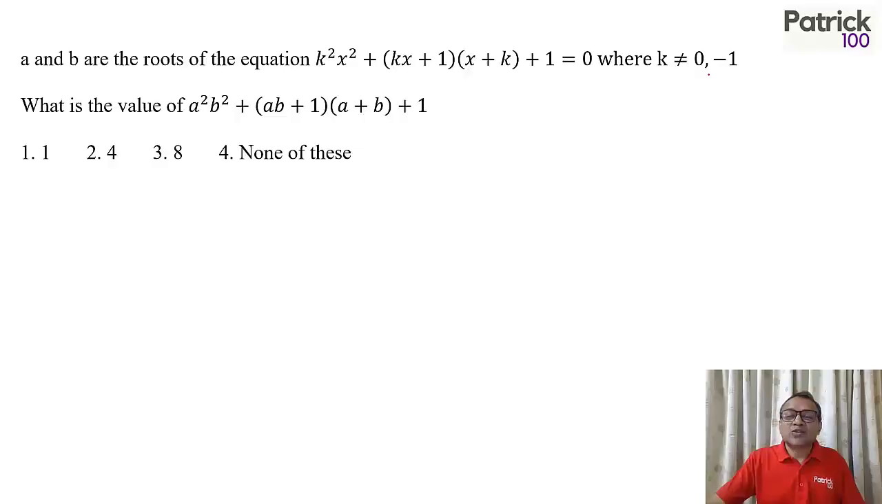Quadratic equation. They said k is not 0 or minus 1. Just to simplify, let's put k equal to 1 and check out. I mean, they have not said k can't be 1. So I put k equal to 1. So what equation do you get?